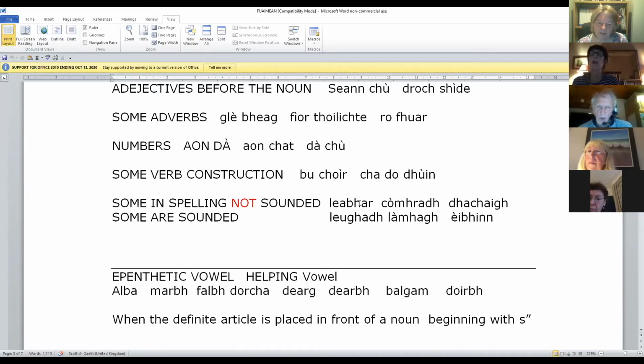There is also, and some of the spelling are not sounded. So for instance, the word ljór. Ljór is a book. Your BH has disappeared, but it's still in the spelling. Conrag is conversation. Conrag, MH has disappeared, but still in the spelling.